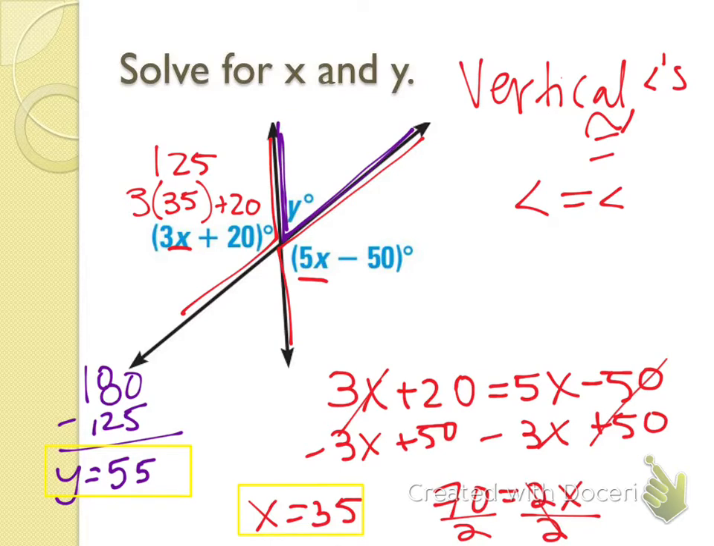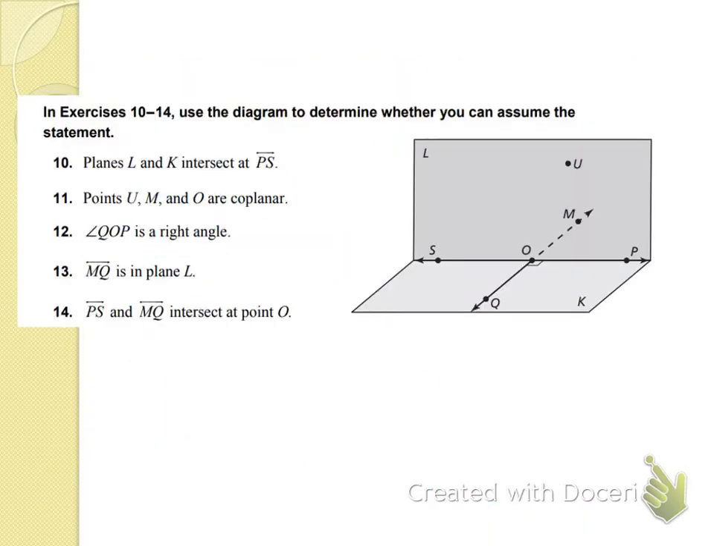Perfect. So you need to be prepared. If they're across from each other, they are vertical. But if they're next to each other, like these two angles were, what are they? A linear pair, which means they're supplementary. Something else you might see are some diagrams.